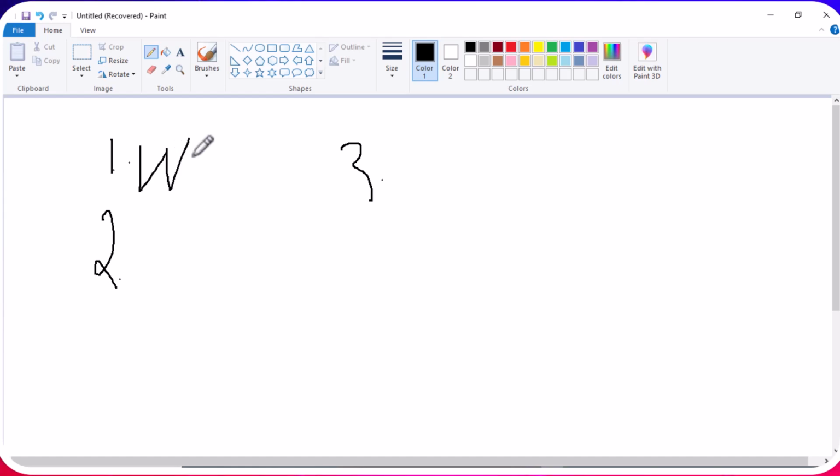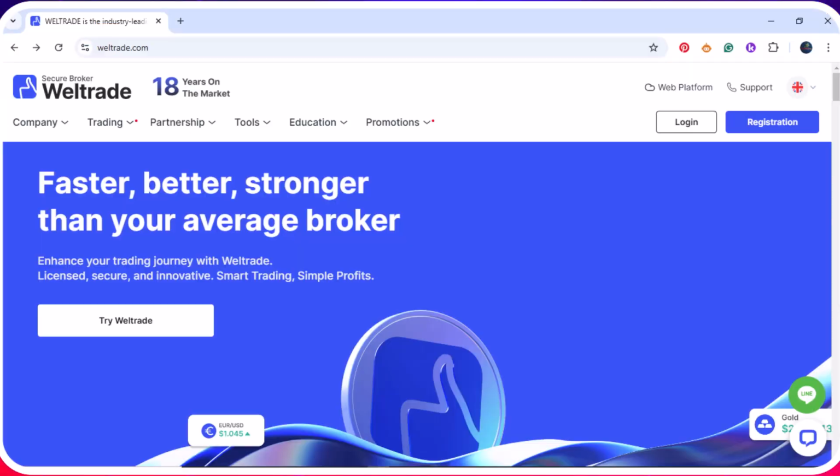The broker that we are going to be using is WorldTrade, and if you click the links in the description down below, you will find the links to the broker. After clicking those links, you are going to get to a page that looks like this. On this page, you are going to click registration, put in your details, your names and everything, and upload your documents to verify that the person that you claim to be is really you.